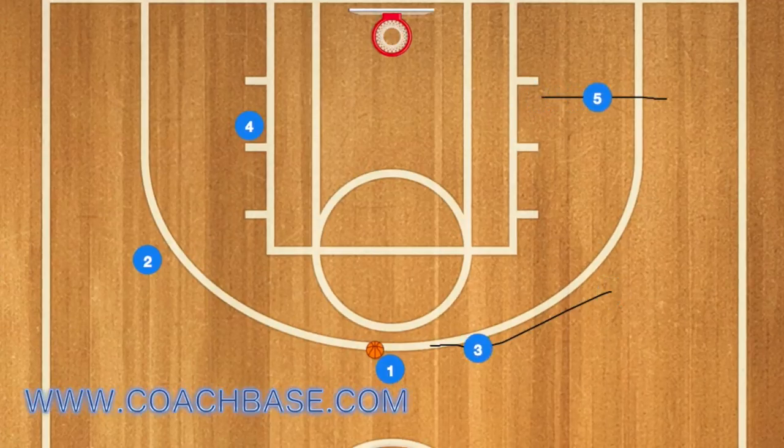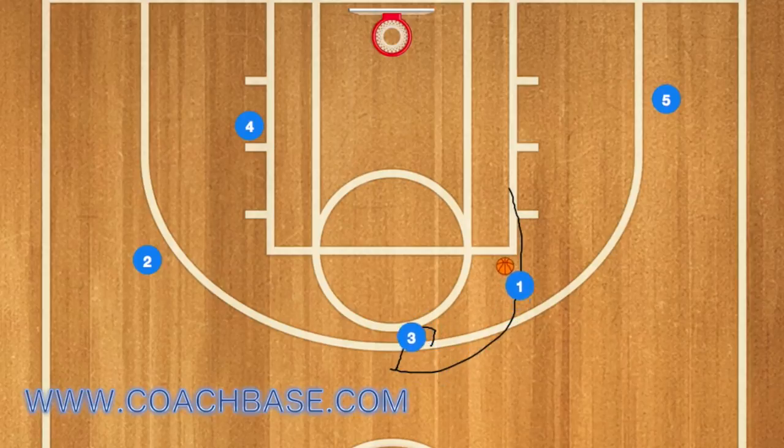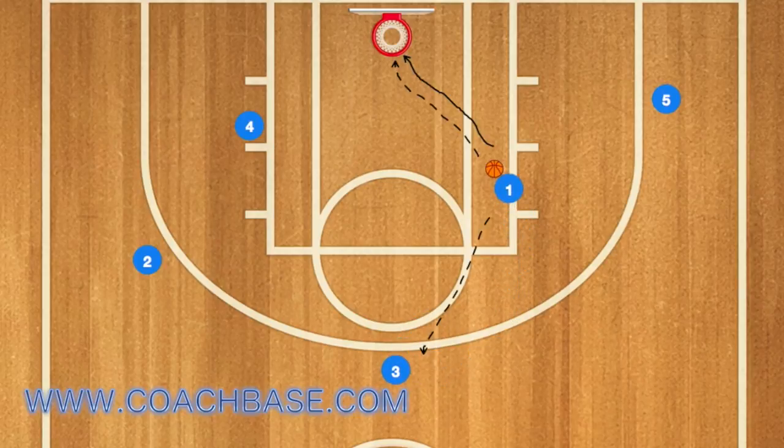Here's an example of a screen and pop. So 1 would use 3 as a screen, 1 will cut towards the rim, and 3 will, instead of rolling towards the rim, pop out to the 3, and 1 can either shoot, dribble towards the rim and score, or pass to 3 for a hopefully open 3.